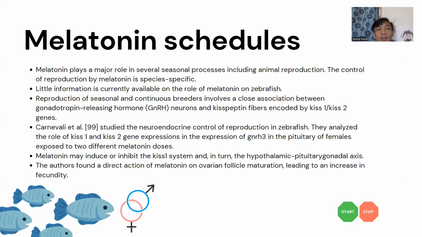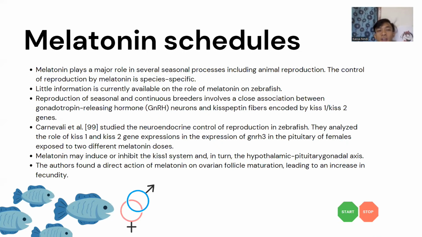Melatonin and reproduction. Melatonin plays a major role in several seasonal processes, including animal reproduction. The control of reproduction by melatonin is species specific. Little information is currently available on the role of melatonin in zebrafish.